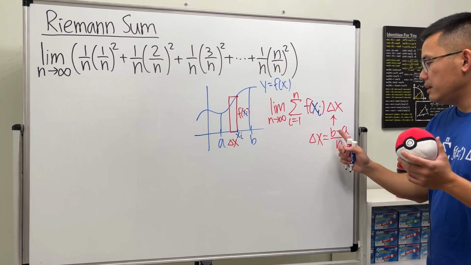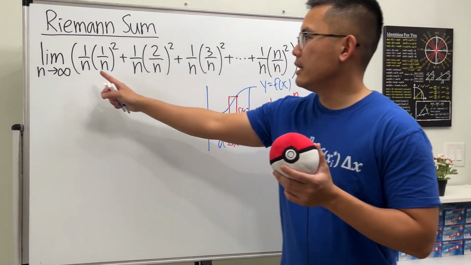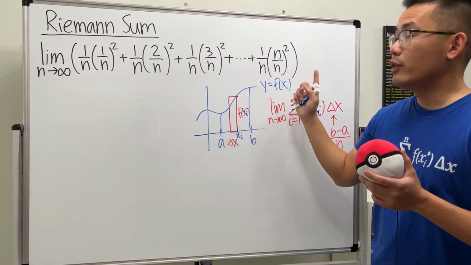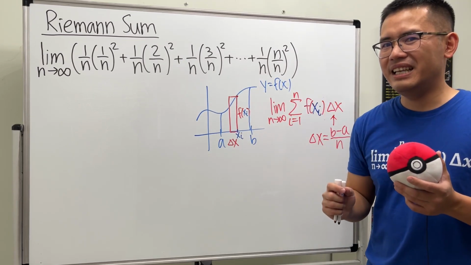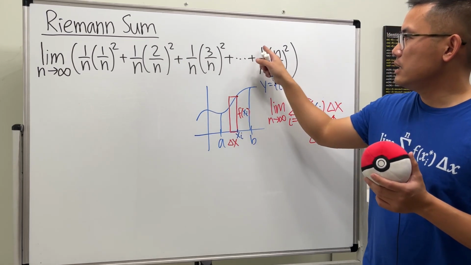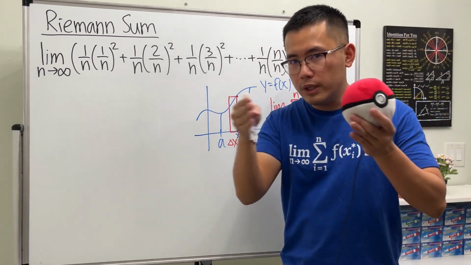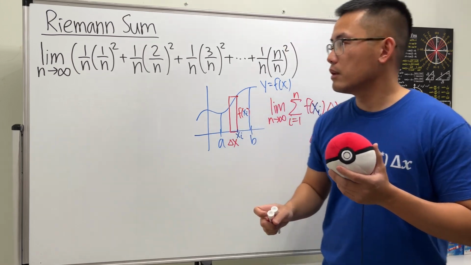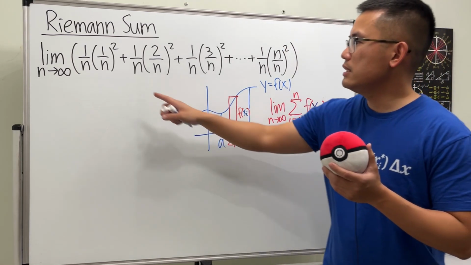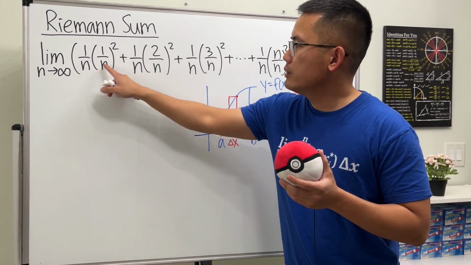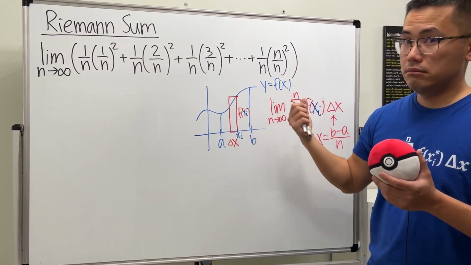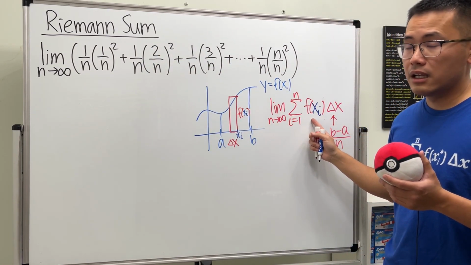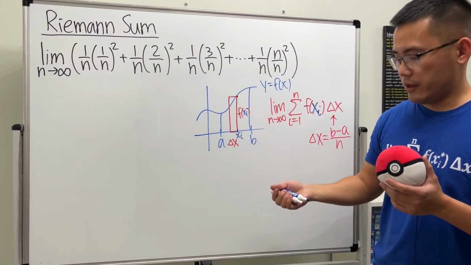Notice b minus a over n. Aha, you see that everybody has that 1 over n. So that's the hint. b minus a is equal to 1, meaning that the width of the interval that we're talking about has length 1. All right. And then we see that we have the input squared, and all that. That's the f of xi. So we know the function is x squared.